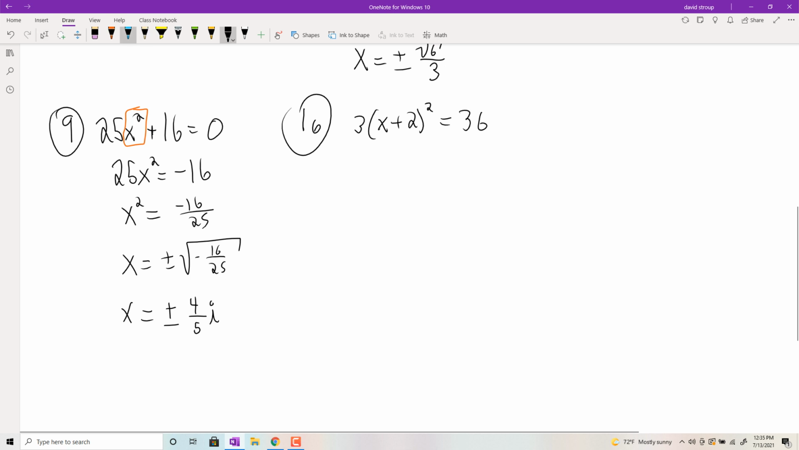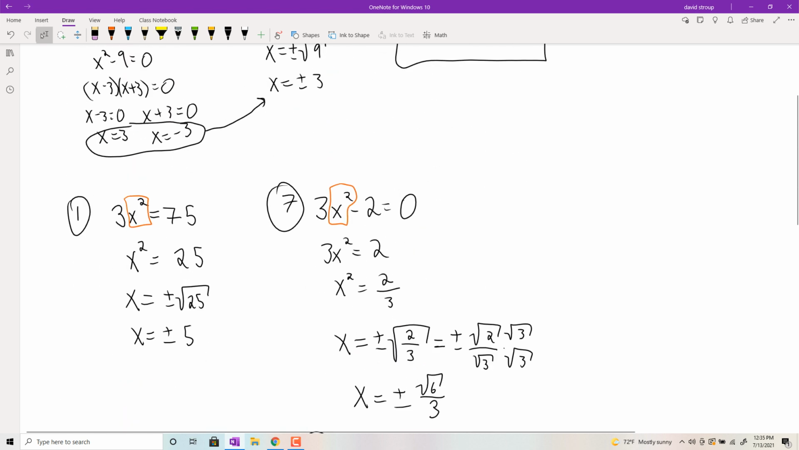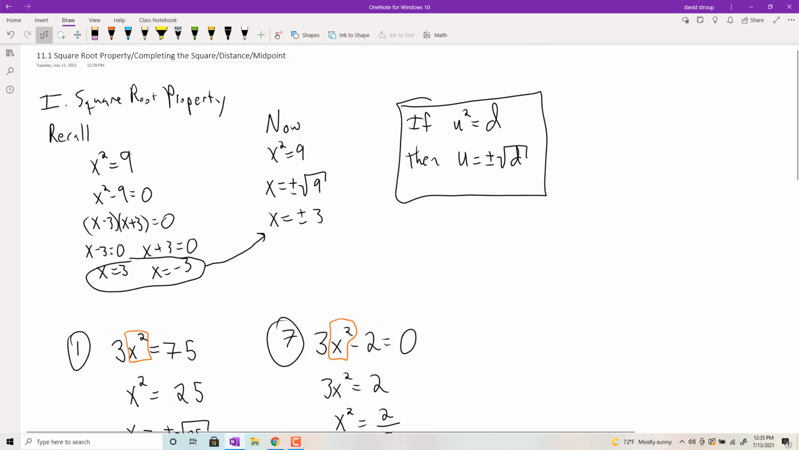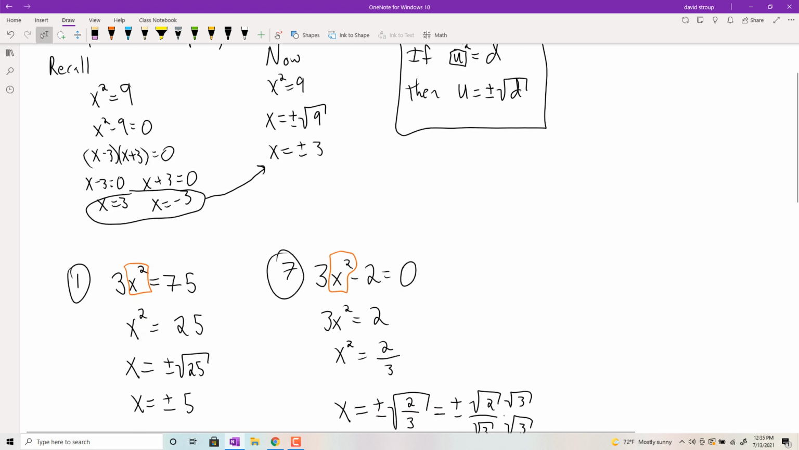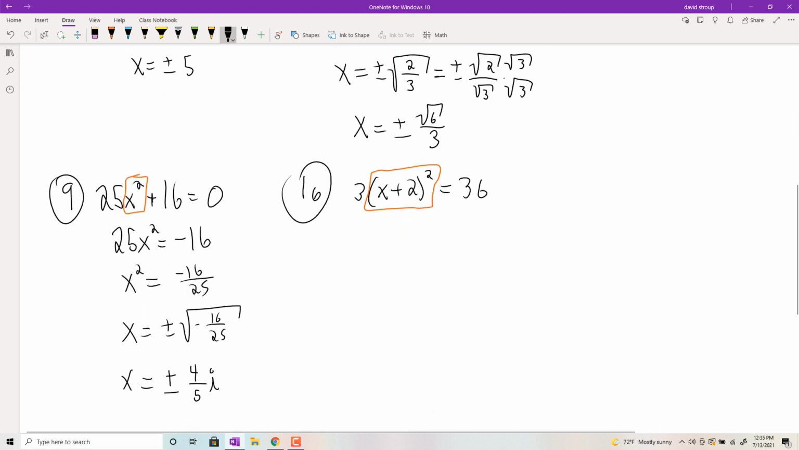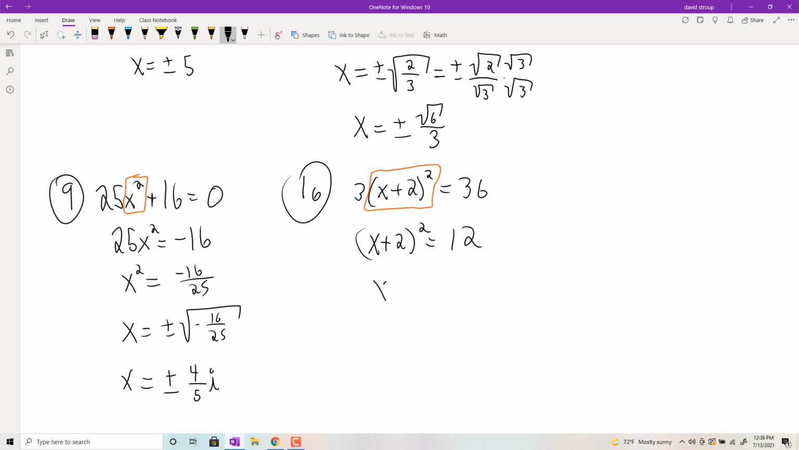This one looks a little different, but you're isolating the thing that's squared. So you're going to try to isolate that x plus 2 squared and then apply the square root property. So it need not just be a single item here. This u could stand for pretty much anything you want to put in there. Okay. So in this case we have x plus 2 in there. I'm just going to isolate that, and then I'll have 12. And then apply the square root property. So x plus 2 is plus or minus square root 12.